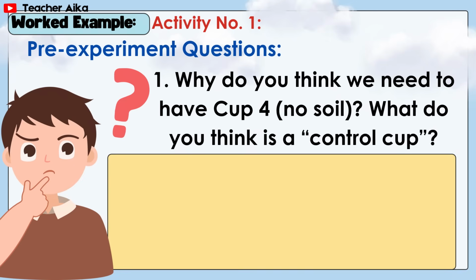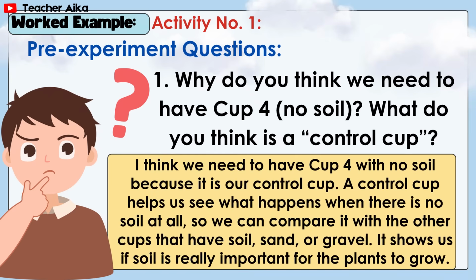Pre-experiment questions. Number 1. Why do you think we need to have cup 4 with no soil? What do you think is a control cup? Answer: I think we need to have cup 4 with no soil because it is our control cup. A control cup helps us see what happens when there is no soil at all, so we can compare it with the other cups that have soil, sand or gravel. It shows us if soil is really important for the plants to grow.